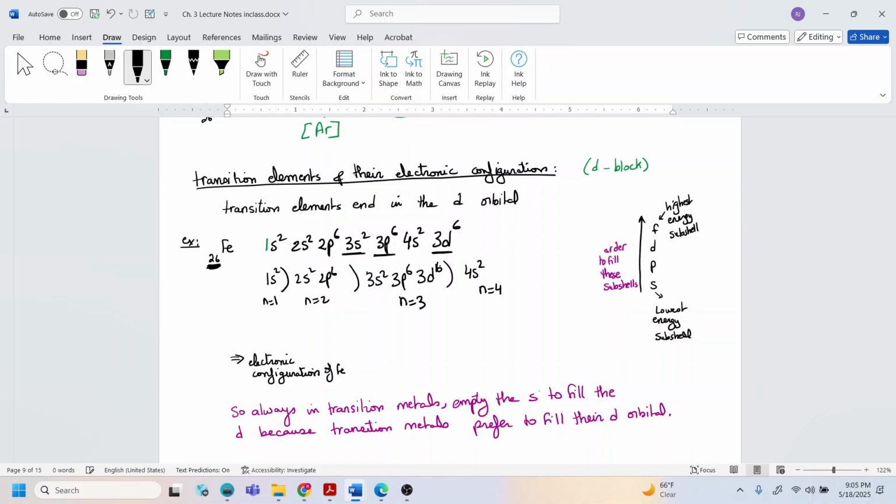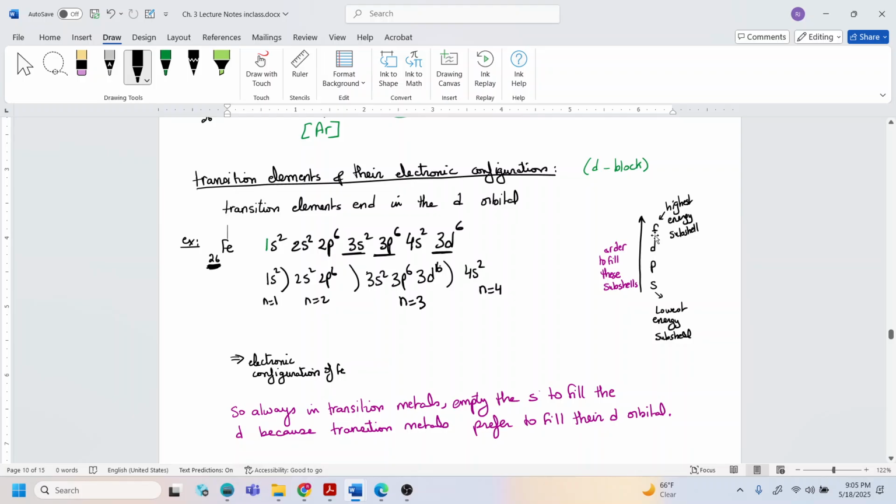Again, you only do this for transition metals. So for transition metals, draw their electronic configuration first, and then arrange it in the shells, n equals 1 and 2, n equals 3, and n equals 4, etc. And then apply this rule in here. That is only used for transition metals.